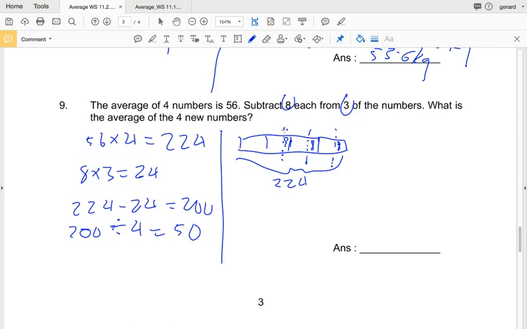Now you see we subtract this 8, this 8, and this 8 from the 224. Then we have the new value, right? 224 minus this, you get 200. Then the 200 divided by 4 to find the new average.